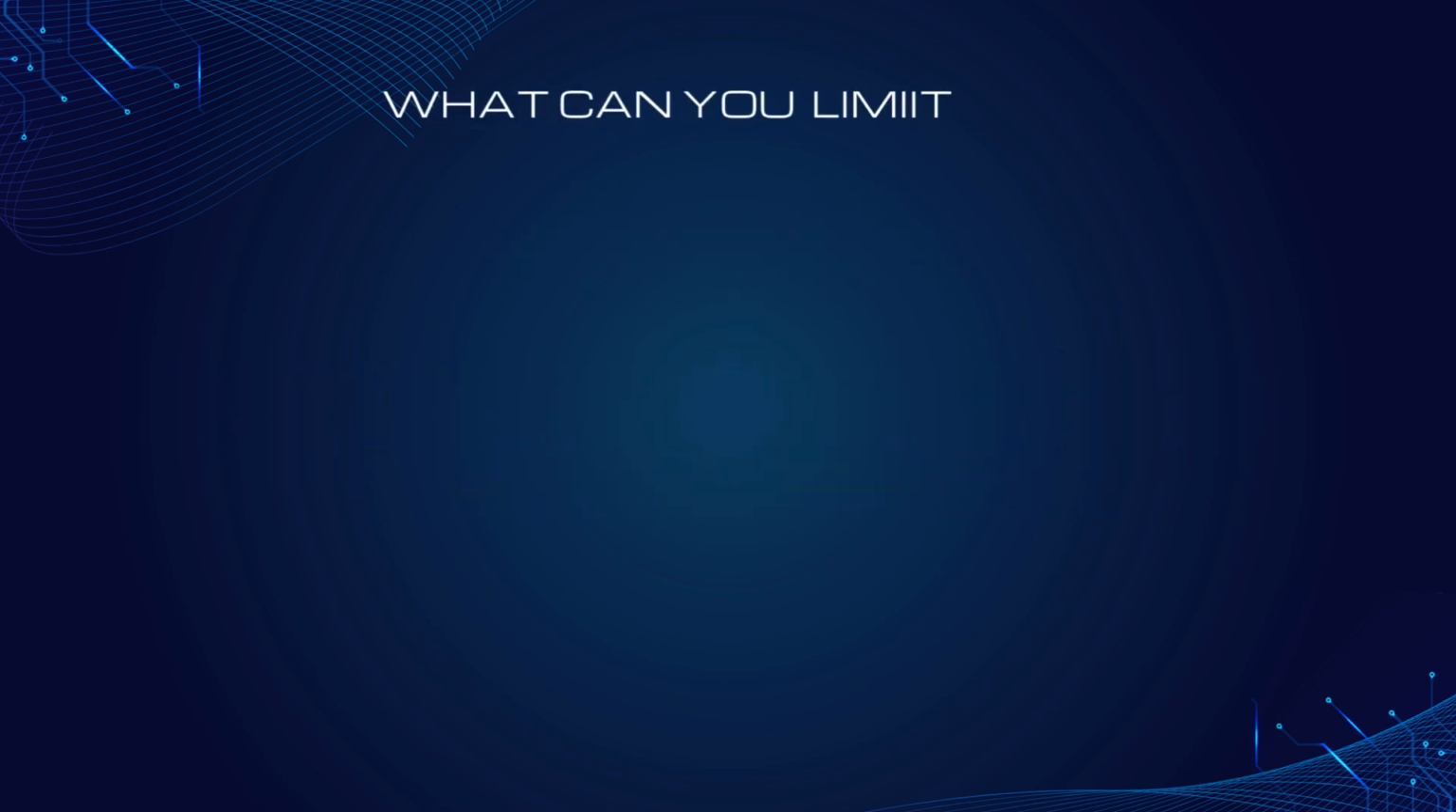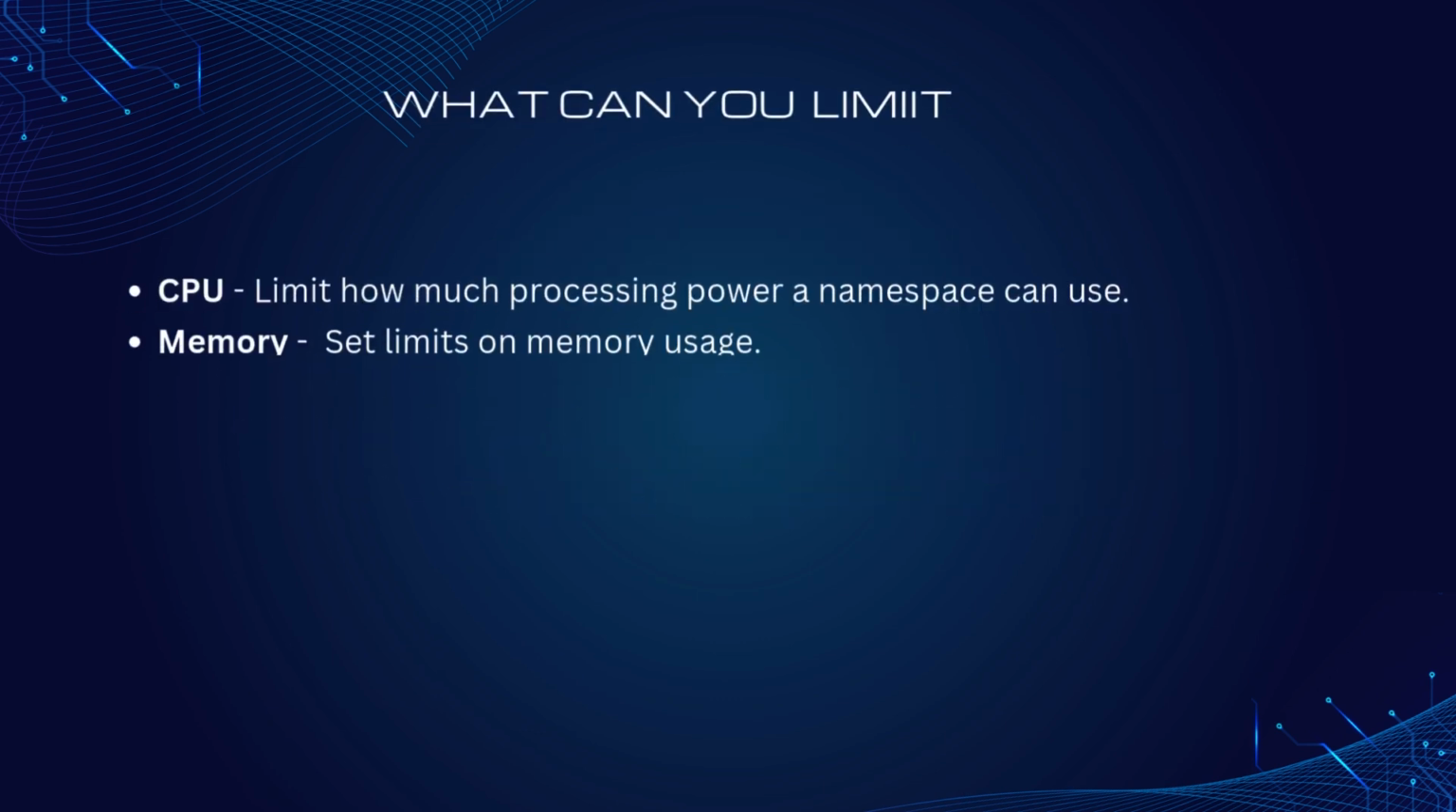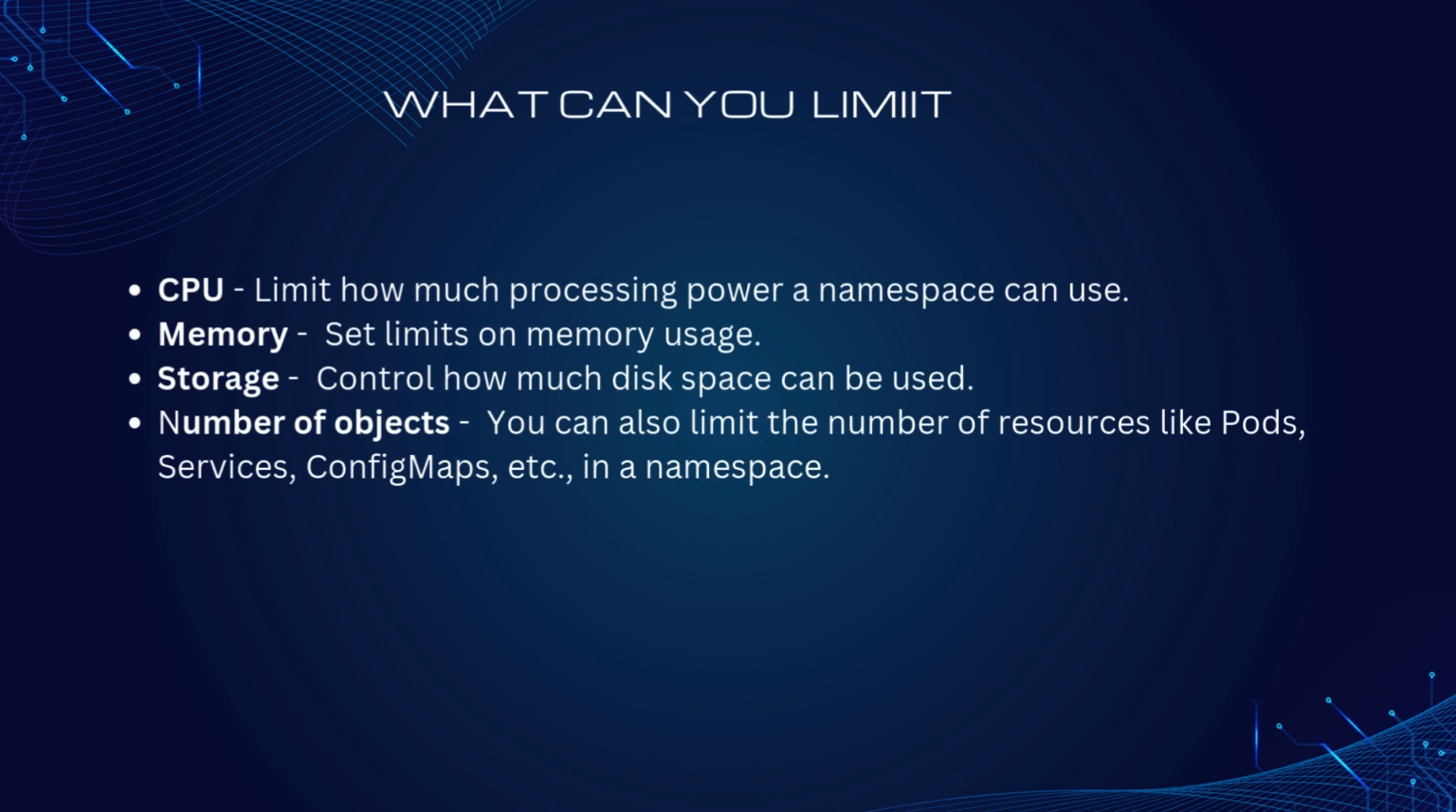What can you limit using resource quotas? First is CPU. You can limit how much processing power a namespace can use. Then you can limit memory. You can set limits on the memory usage. Then you can also set or control the storage. You can control how much disk space can be used. And then the number of objects. You can also limit the number of resources like pods, services, config maps, etc. in a namespace.